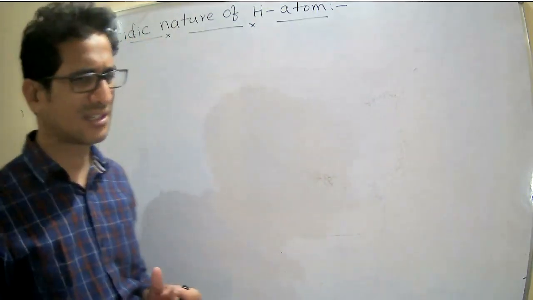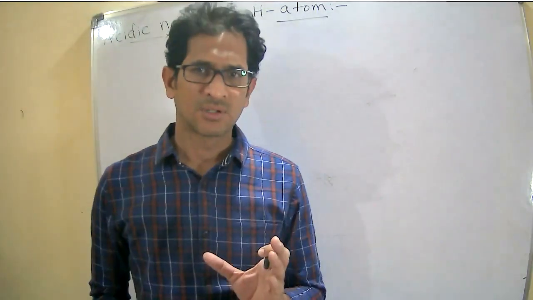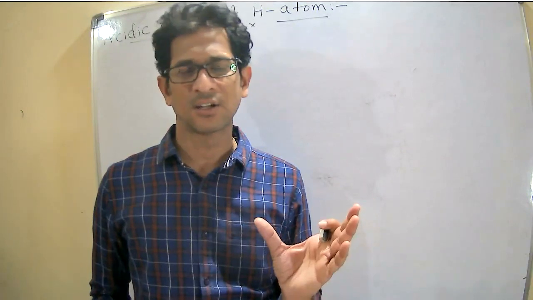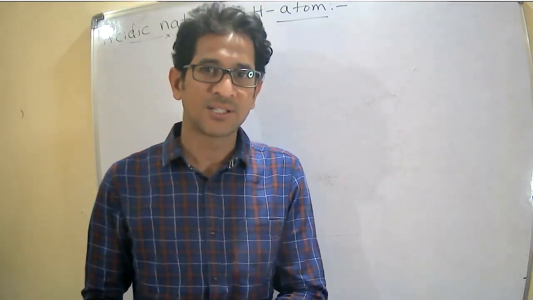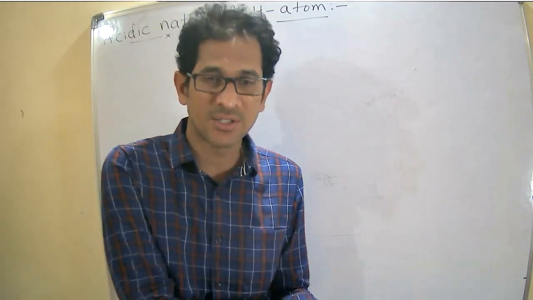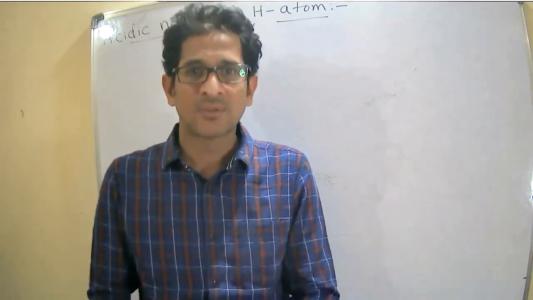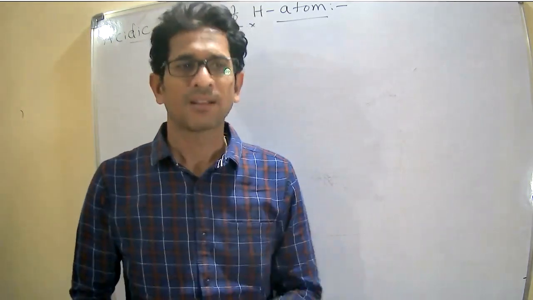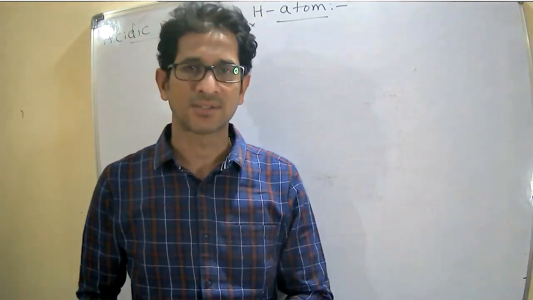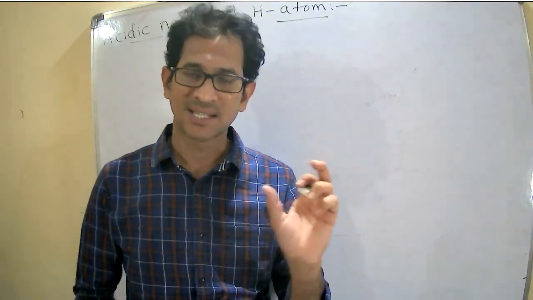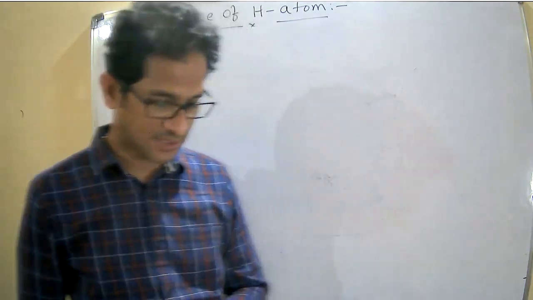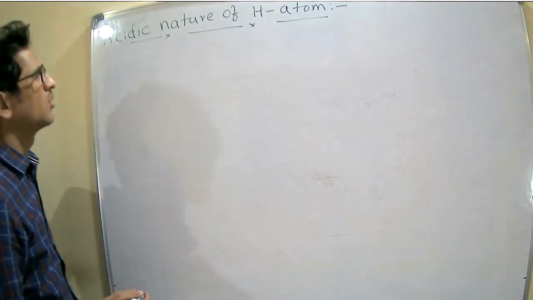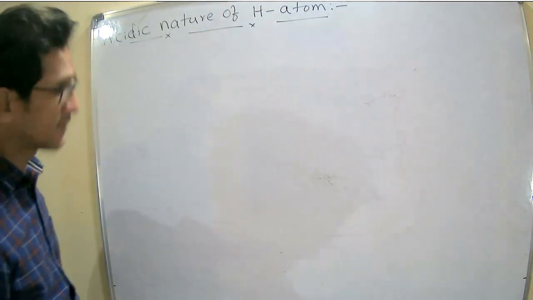They will ask 2 or 3 different compounds, and you are asked to arrange the following compounds in the increasing order of the acidic nature or decreasing order of the acidic nature. They particularly mark the hydrogens. You have to explain the acidic character of that particular hydrogen in the given compound. Right. Now, acidic nature of hydrogen atom.